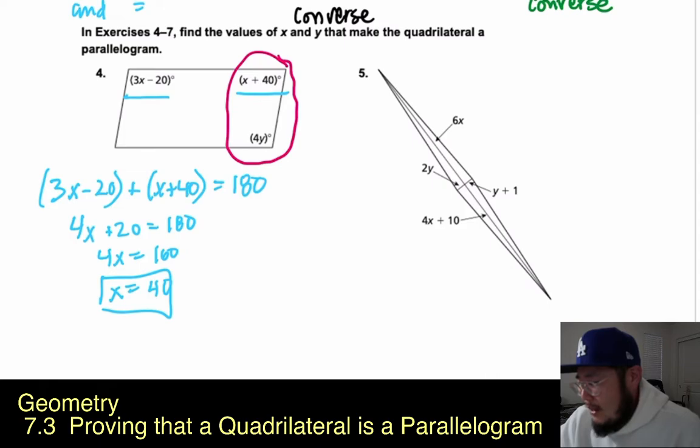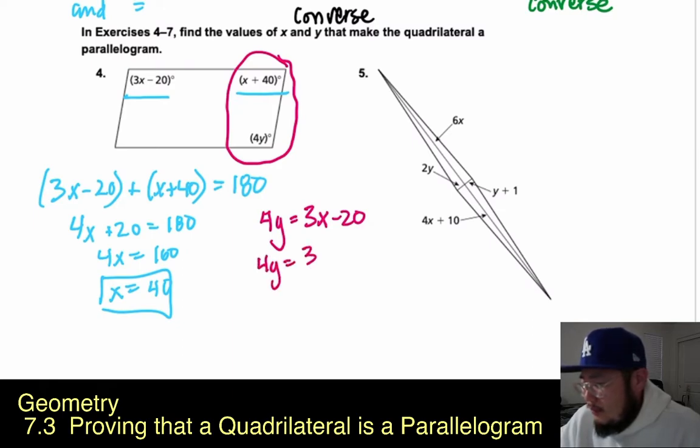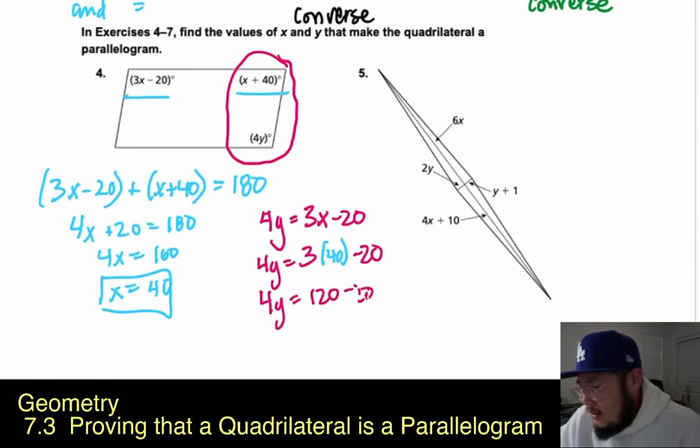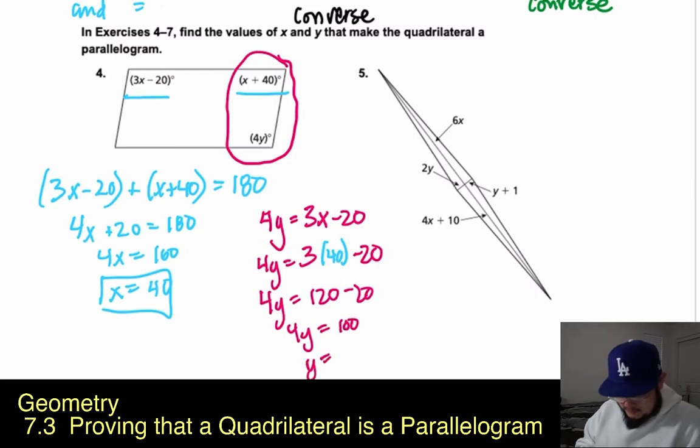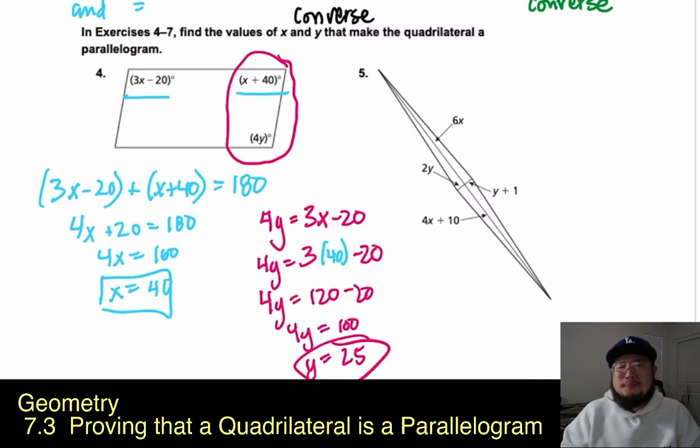So I've got 4y is equal to 3x minus 20. And what I can do now is substitute x with 40 and then solve for y. So I got 4y now is equal to 120 minus 20. 4y is equal to 100. Divide both sides by 4, and y is equal to 25. All right, good stuff.